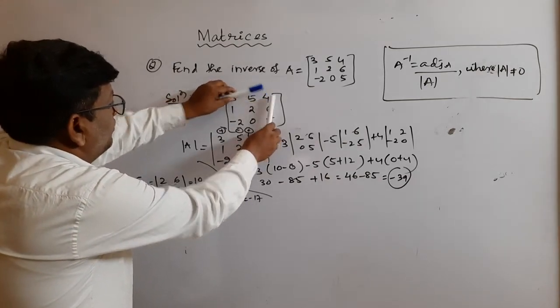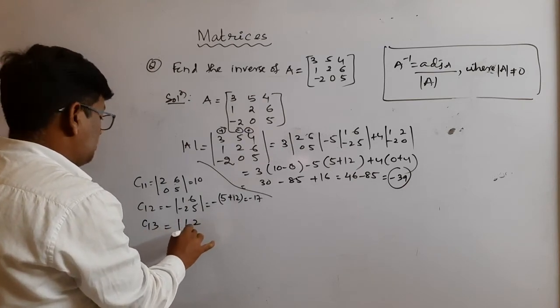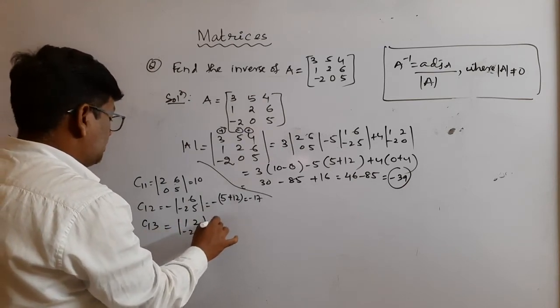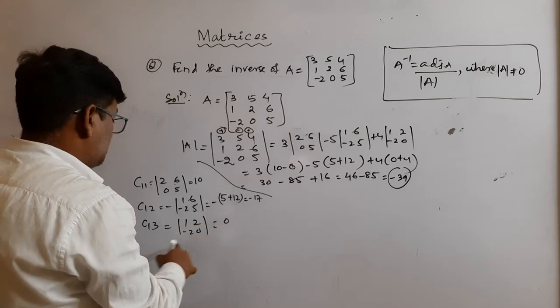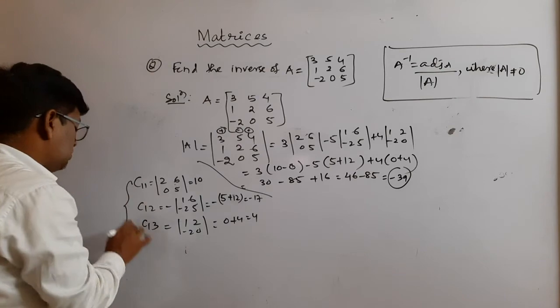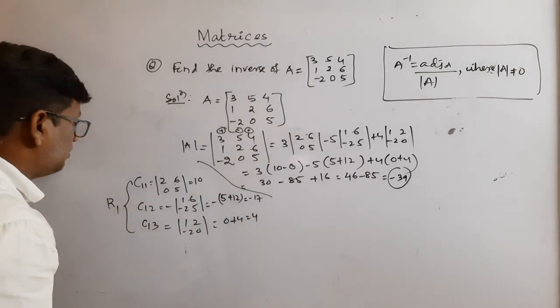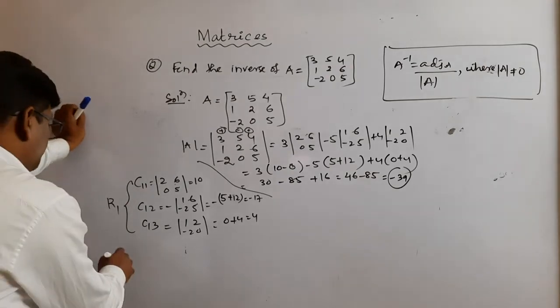Okay, so 1, 2 minus 2 is 0, and plus 4 is equal to 4. This is for row 1. Now row 2.